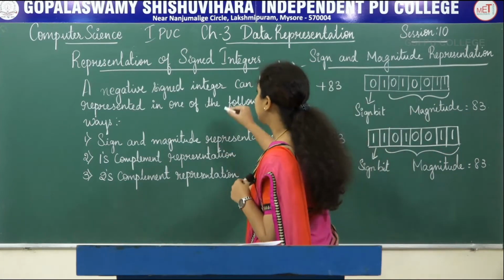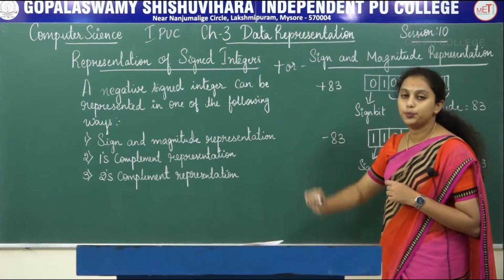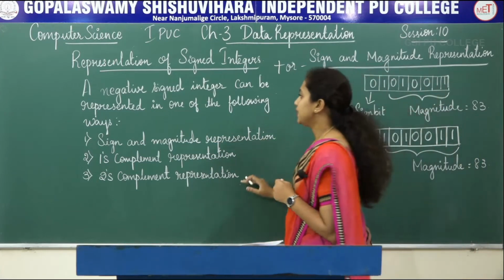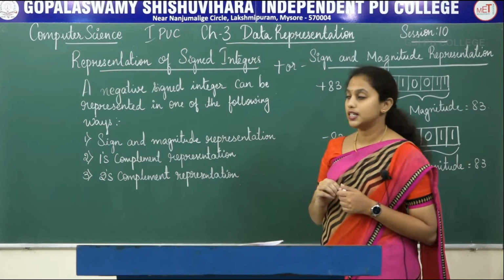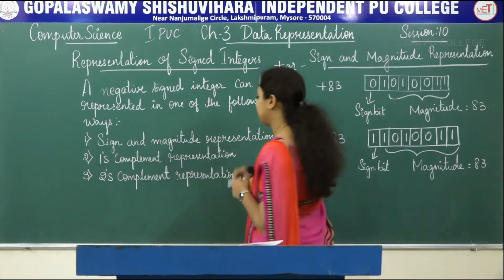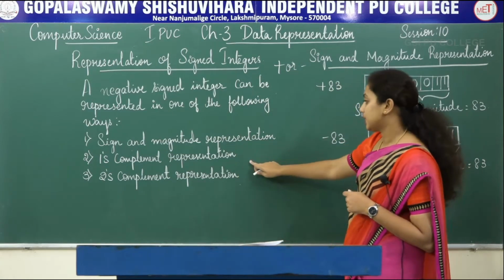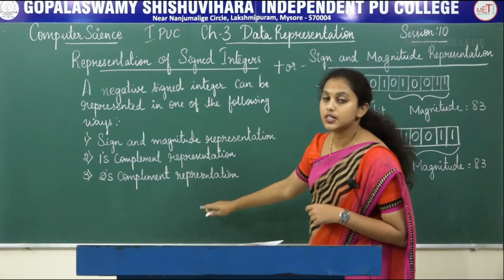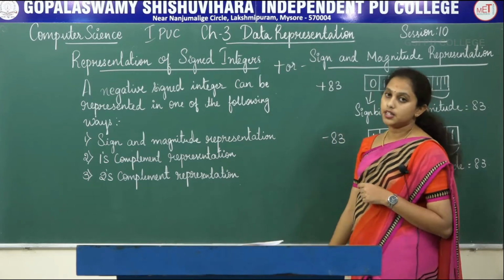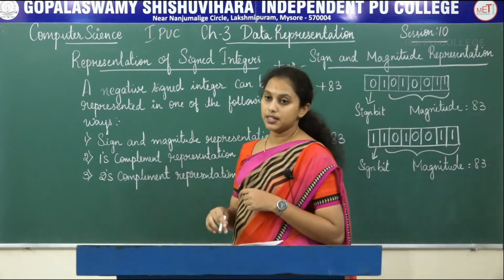A negative signed integer can be represented in one of the following ways. There are three ways of representing a negative signed integer. The first one is sign and magnitude representation. The second one is ones complement representation. And the third one is twos complement representation. So what is sign and magnitude representation?